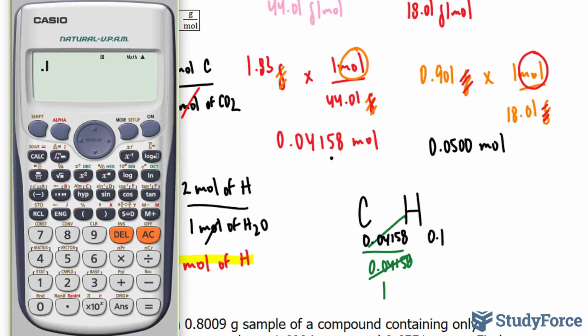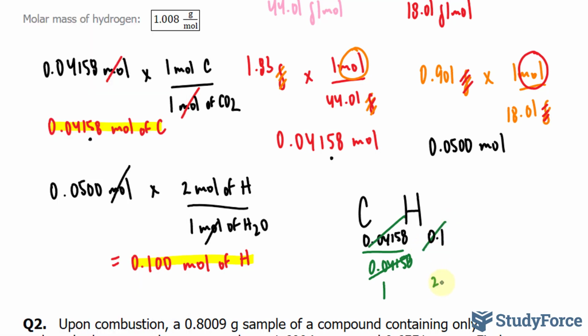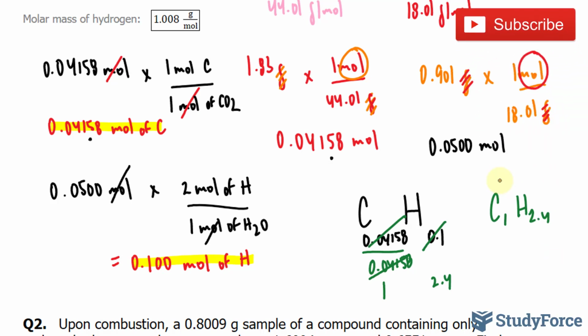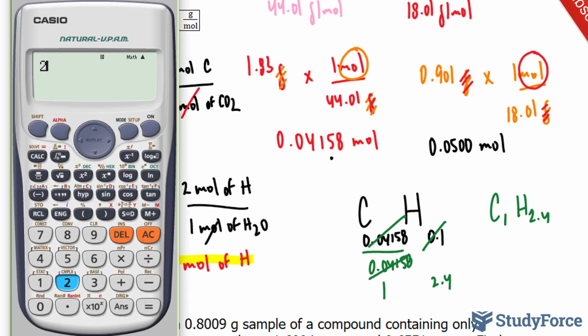Let's go ahead and do that. 0.1 divided by 0.04158 gives me 2.4. So technically we have C1H2.4. And now you have to multiply this whole formula by a factor that will make 2.4 into a whole number. The best way to go about finding that factor is to convert 2.4 to a fraction. Now my calculator can do that for me. If I type in 2.4, I get 12 over 5.